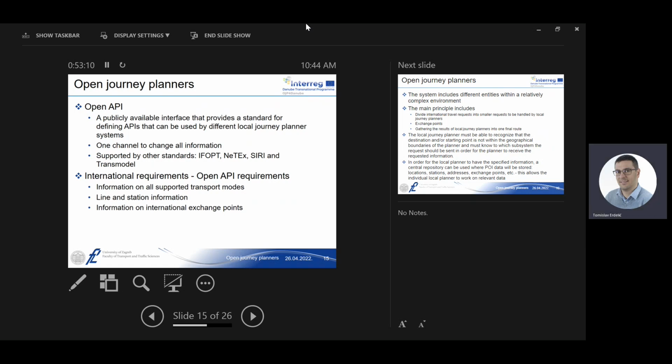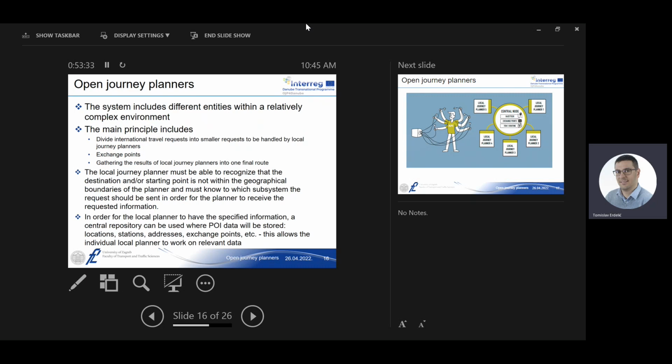Open journey planners. The system includes different entities with a relatively complex environment. This is what we already said. The main principle we already said: divide the international travel request into smaller requests that will be handled by local journey planners, the exchange points, and gathering the results of local journey planners into the final route. We already said that the local journey planner must be able to recognize that the destination or the starting point is not within the geographical boundaries and which local journey planner it has to call.